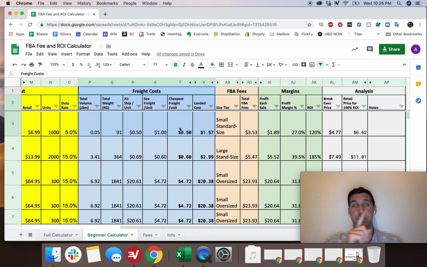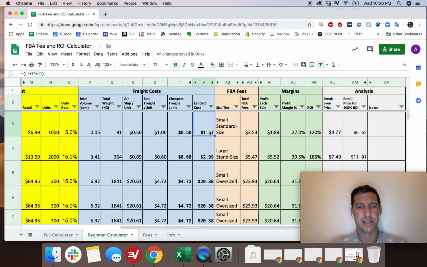Again, that's the transportation from China to the U.S. This product is roughly 50 cents, based on the weight for air shipping. Sea shipping is a dollar. Air shipping takes about a week, and sea shipping takes about a month. Obviously, in this case, there's no point in sea shipping because air shipping is cheaper.